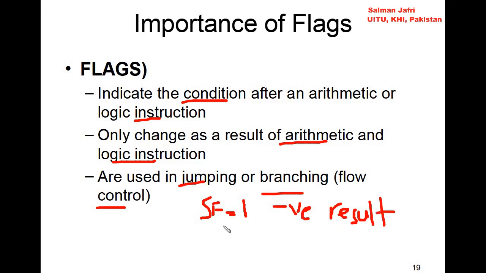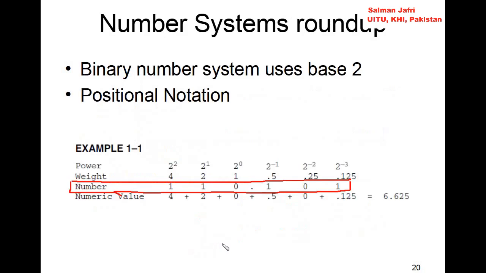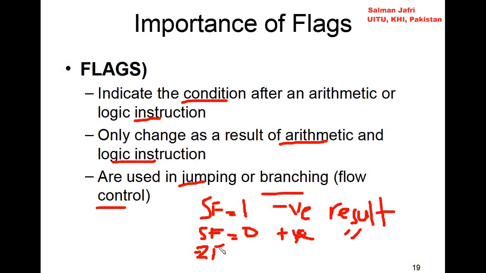Similarly, if the result is positive, the sign flag is 0. Remember, I already discussed the zero flag previously. If the zero flag is 1, what does it indicate? A zero result. And if the zero flag is 0, it indicates non-zero results.